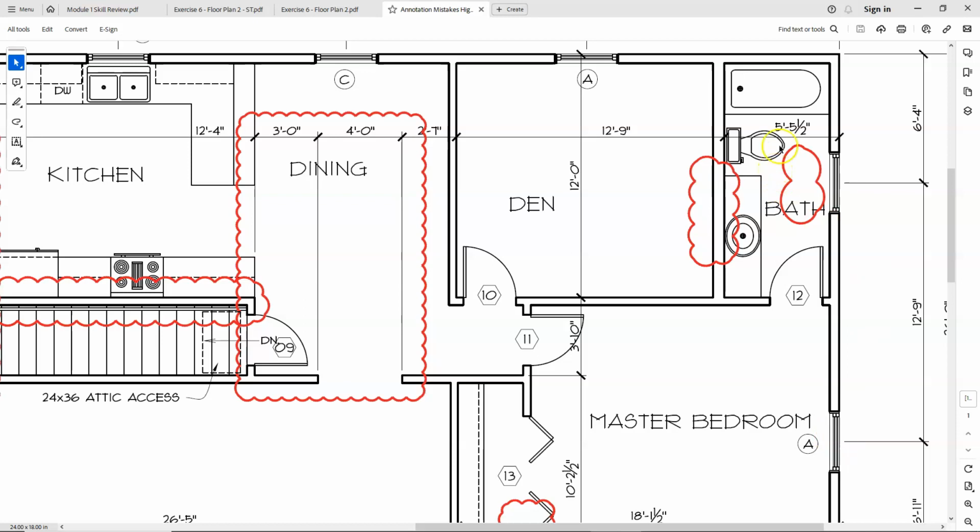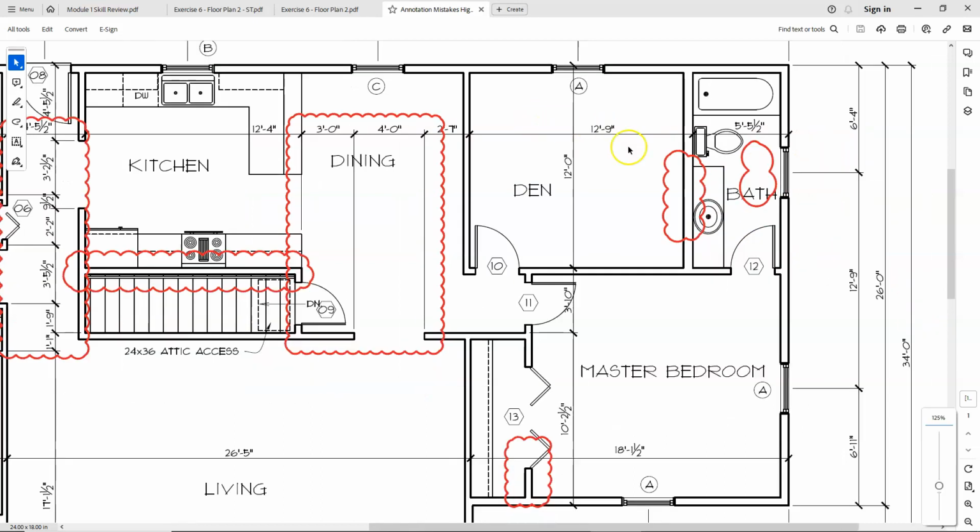Over here on the right, you can see that there's a couple of things going on here. Number one, the window is missing a tag, right? Everything else has a tag, and this one does not. Now, some of you pointed out that all the window tags should have a unique letter. That's actually not true with windows. Because windows have a standard configuration, any window of the same type can have the same number.